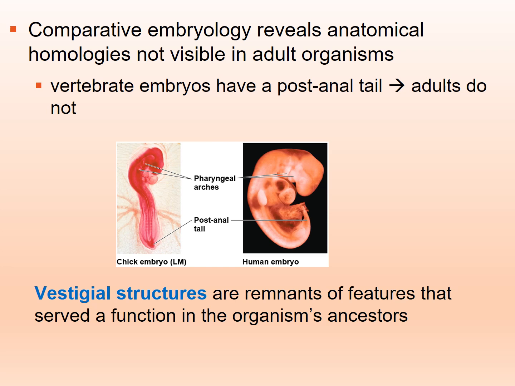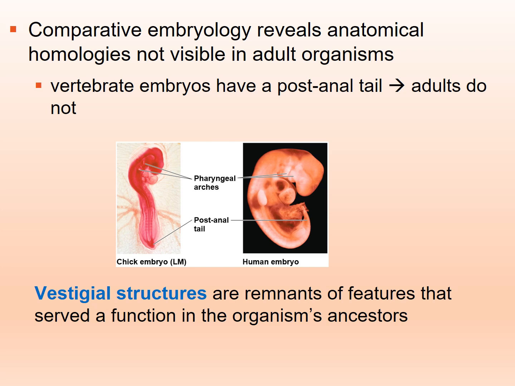Now, the specific example given here is that all vertebrate embryos have a postanal tail during their course of development. So we can see the postanal tail, but we don't see that in our adult forms. We don't have a tail, right? So we don't have the postanal tail once we become adults. But this is a similarity among vertebrates in general.